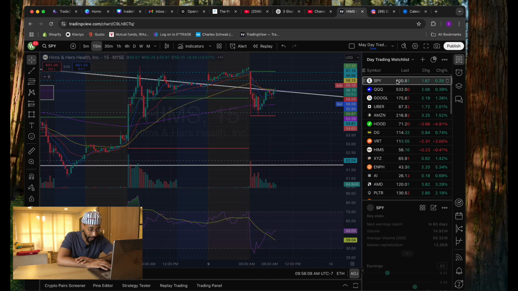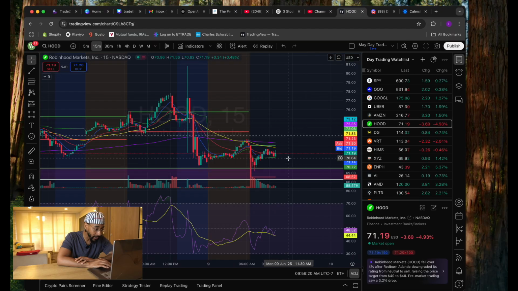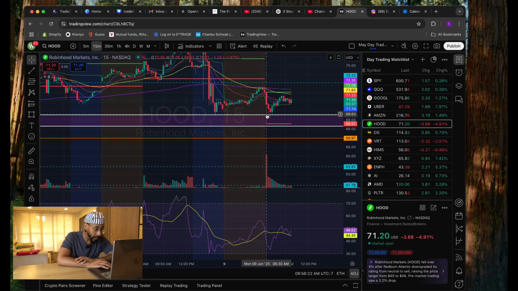Let's look at the SPY. The volume has picked up, but it's trading at half of what its average volume is. So when you have stocks going real slow like this, made a move to the downside, and then it's just going up and down.